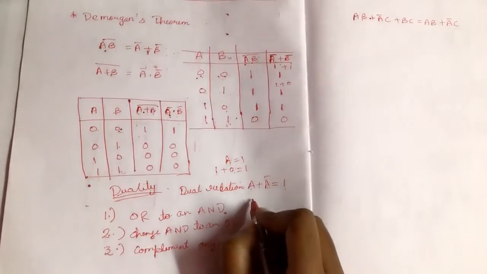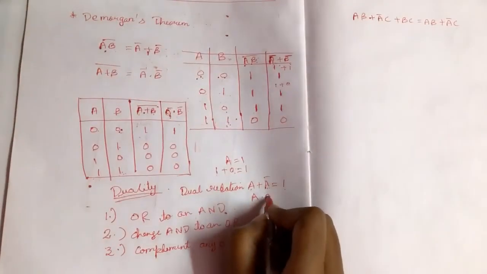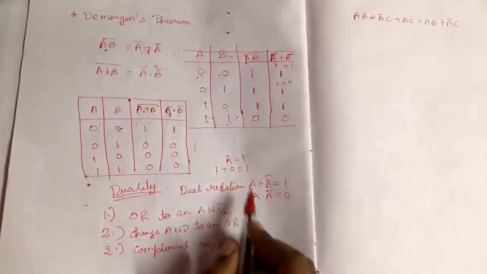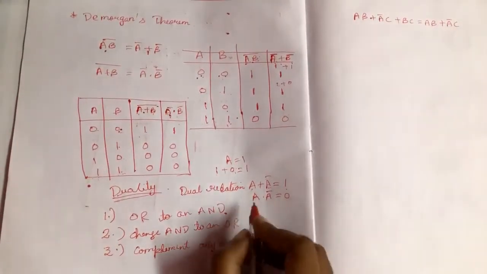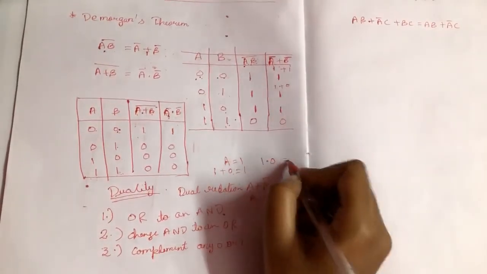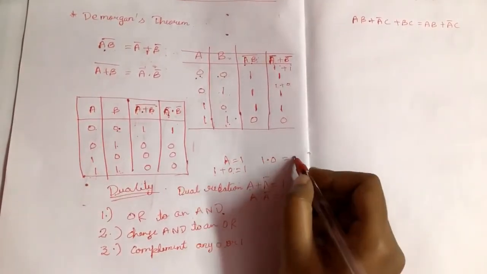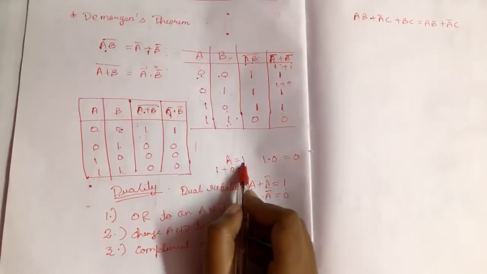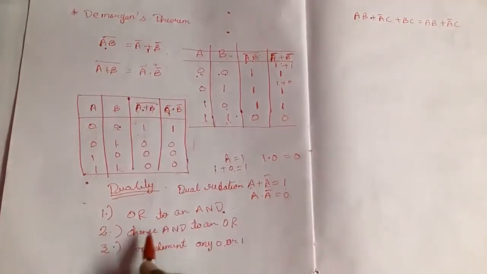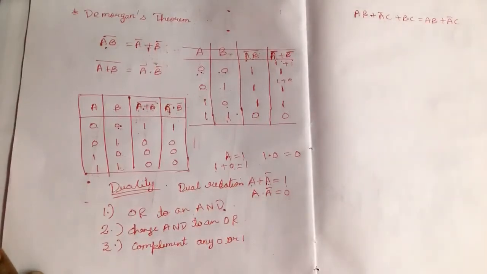Next is A dot A bar is equal to 0. How do we check here? Again I take the A value as 1. So 1 into A bar, which is 0, so the output will be 1 into 0, which is 0. You can change the value of A to 1 or 0 and check both conditions. So this is the principle of duality.